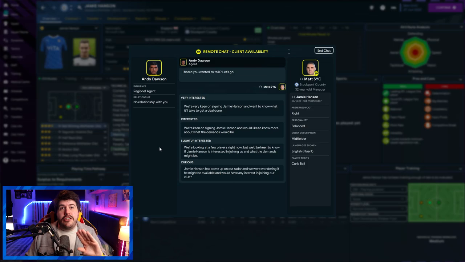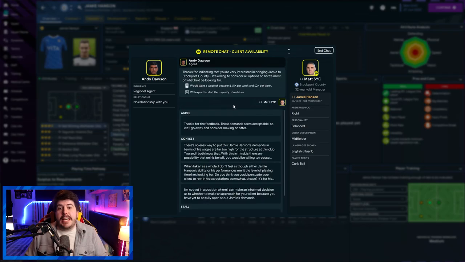In all my tests, there was basically zero downside to always saying you were very interested in a player. Generally speaking, it gives you more information up front and has zero effect on the terms they actually ask for when you get into the contract negotiations.